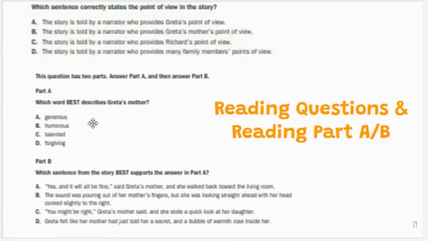Okay, and then here's an example of a part A and part B. Notice that they're both still multiple choice, but part A says which word best describes Greta's mother, and then part B is asking them to support that answer. Why did you pick that in part A? Okay, which sentence from the story best supports the answer in part A? So that's why you've got the part A and part B. It's really asking the students to support their thinking.